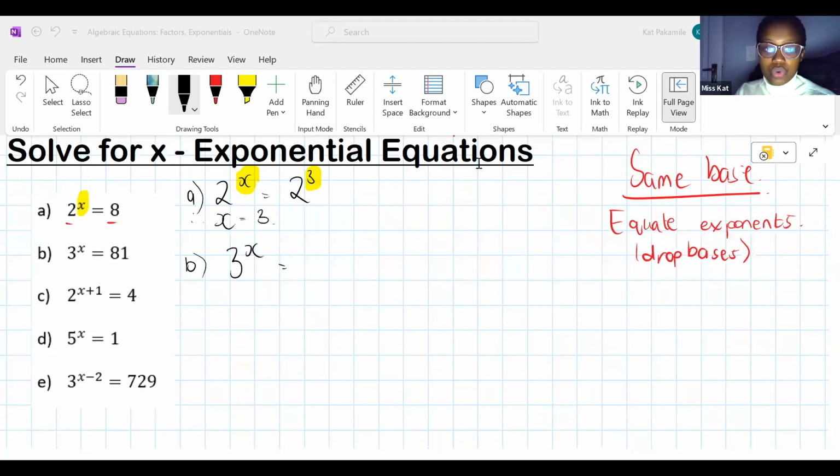Karabono. 3 to the power of 3 is 27. Check again. There we go, guys. 81 can be rewritten as 3 to the power of 4.